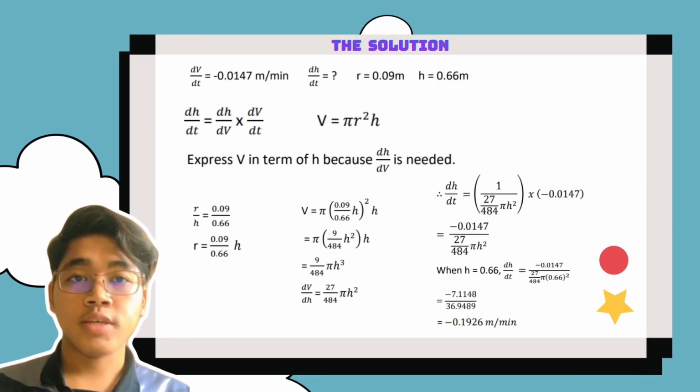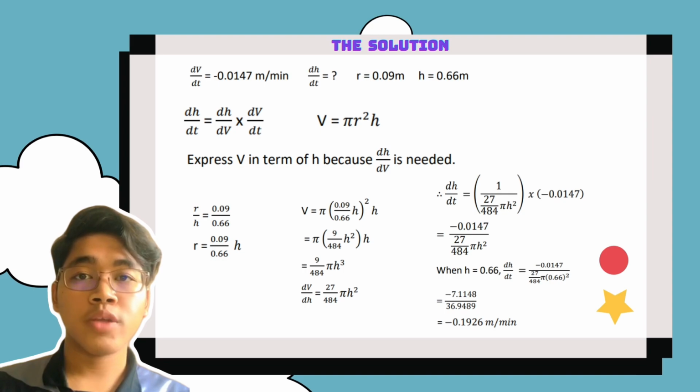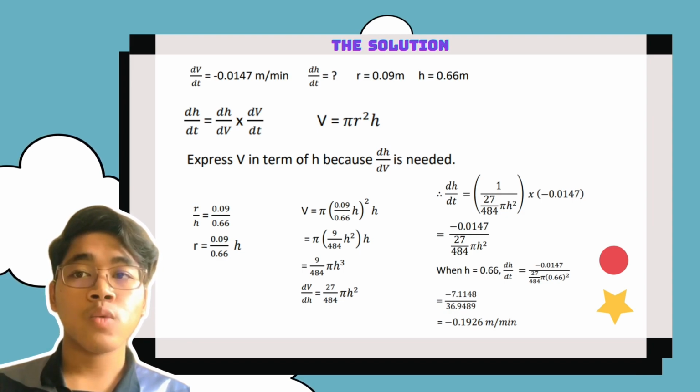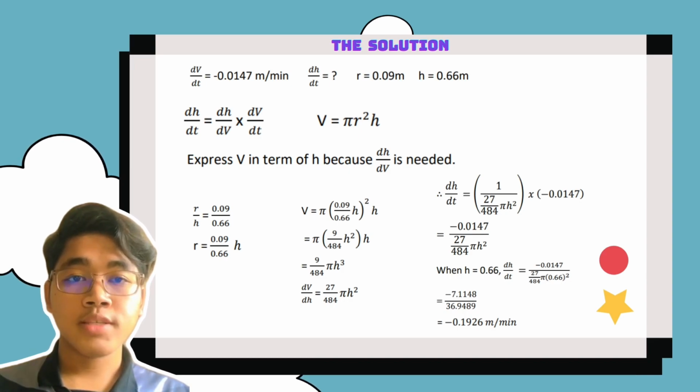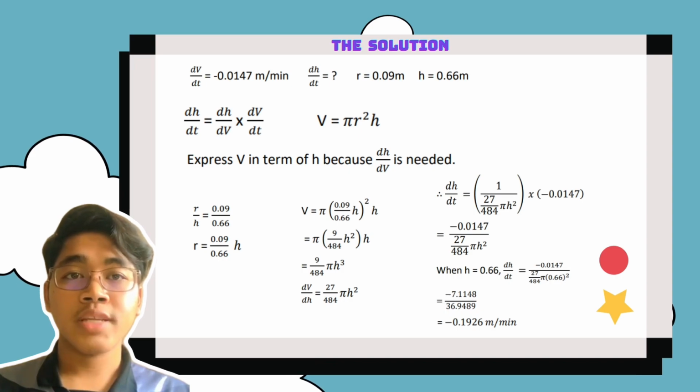So, the solution is: to find the rate at which the oxygen is decreasing when the height of the oxygen is 0.66 meter, we need to use the related rates formula. Let's denote the height of the oxygen as h and the rate at which the oxygen is decreasing as dh over dt. Given the chain rule, dh over dt is equal to dh over dv times dv over dt.